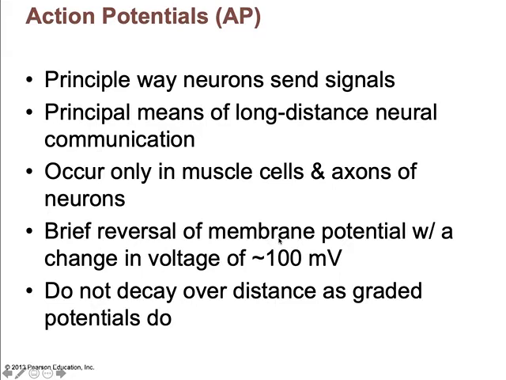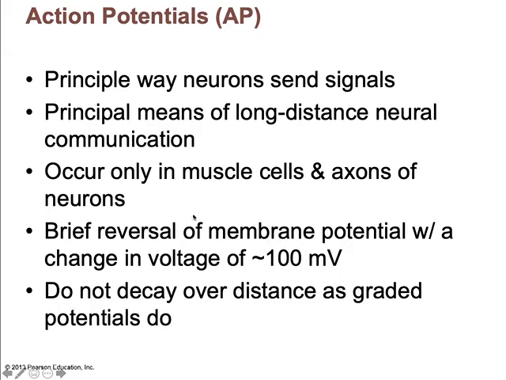Action potentials are long-distance electrical signals that go at one speed, one direction, and one magnitude from where they're produced to where they stop. They only occur on the membranes of muscle cells and the axons of neurons, from the hillock on down to the axon terminal. That's because of the composition of the membrane in those regions. They have these special types of membrane proteins that let action potentials happen.